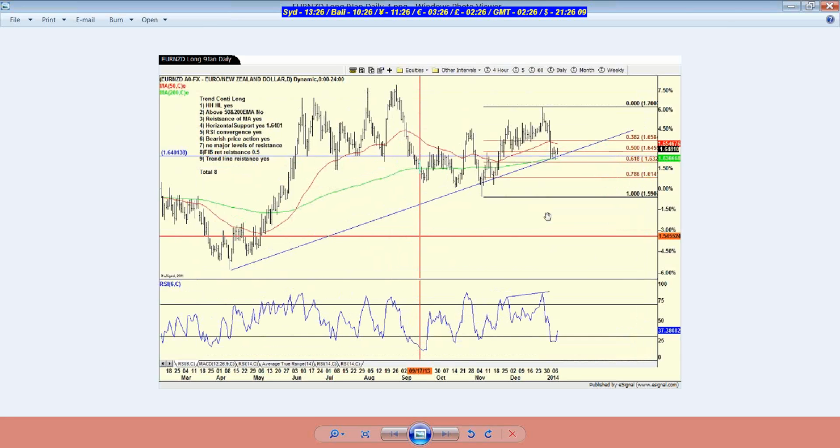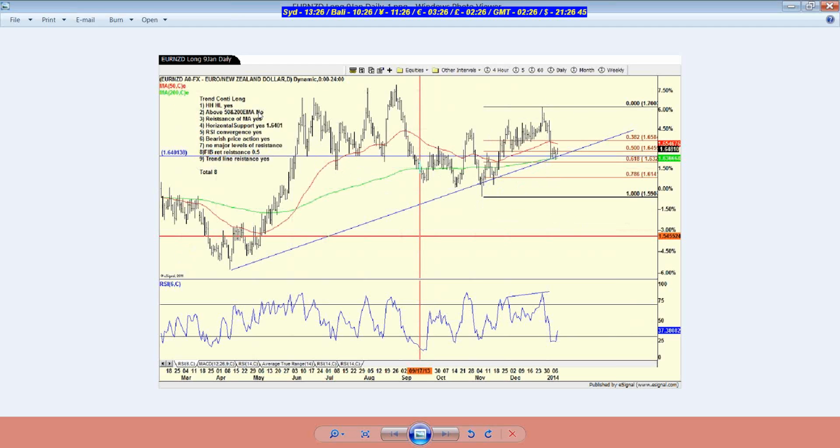Euro Kiwi. I think you're trying to fit a round peg in a square hole with that trend line. You can start there. You probably should come across here. And look at this horizontal support line you've got. I don't really see higher highs and higher lows. Yes, you can argue the case that this is a higher high than that, but to my mind, it's just going sideways, really.